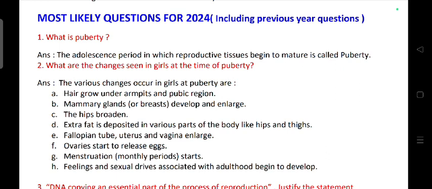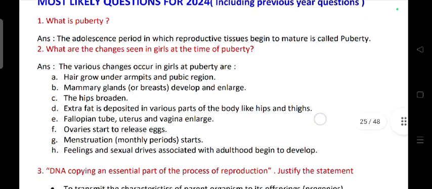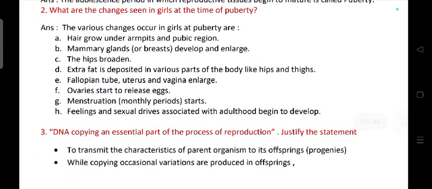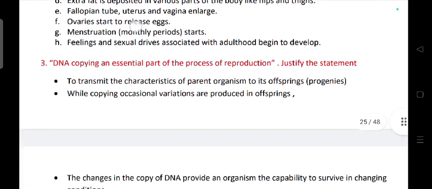So come to the most important questions they may ask in 2024 paper, with answers. What is puberty? The adolescence period in which reproductive tissue begins to mature is called puberty. What are the changes seen in girls at the time of puberty? Various changes occur. Hair grows under the armpit and pubic region. Mammary glands develop and enlarge. The hip is broadened. Extra fat is deposited in various parts of the body like hips and thighs. Fallopian tube, uterus and vagina enlarge. Ovaries start to release eggs. Menstruation, the monthly period, starts. Feelings and sexual urges associated with adulthood begin to develop.